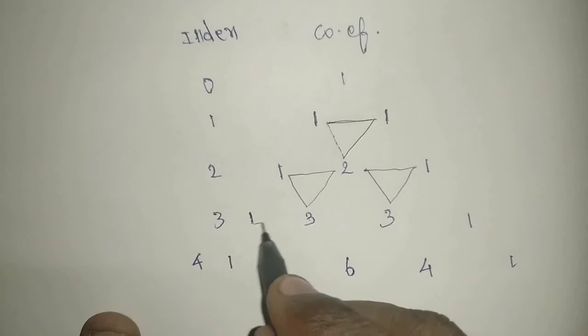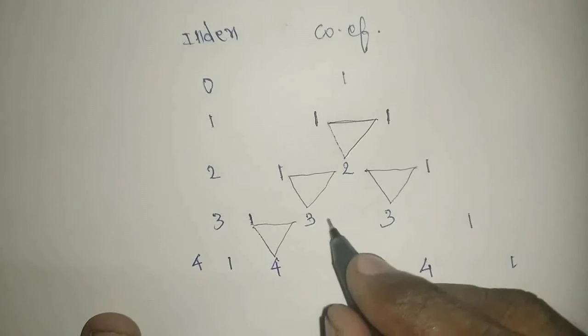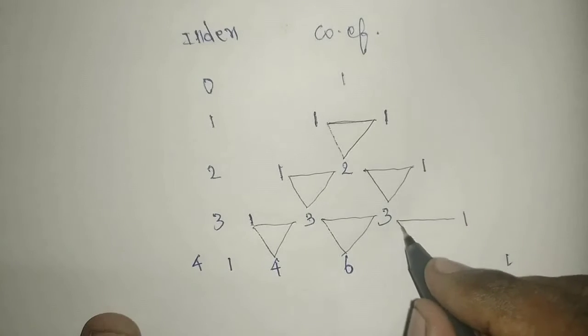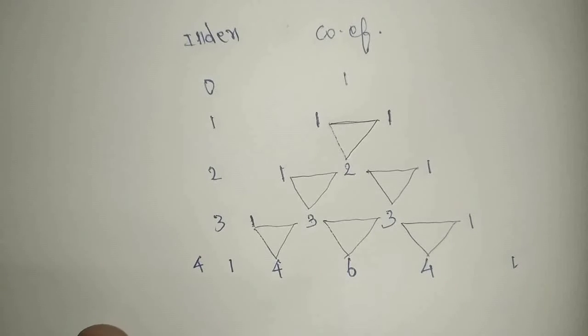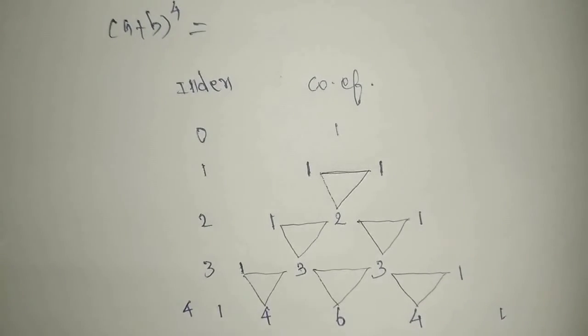I'll show you the symbol. 3 plus 1 is 4, like this. 3 plus 3, I'm getting 6, and 3 plus 1 is 4, and this 1 I'm getting. Now we can write the formula for (a plus b) whole power 4. What is that? First 1, 4, 6.